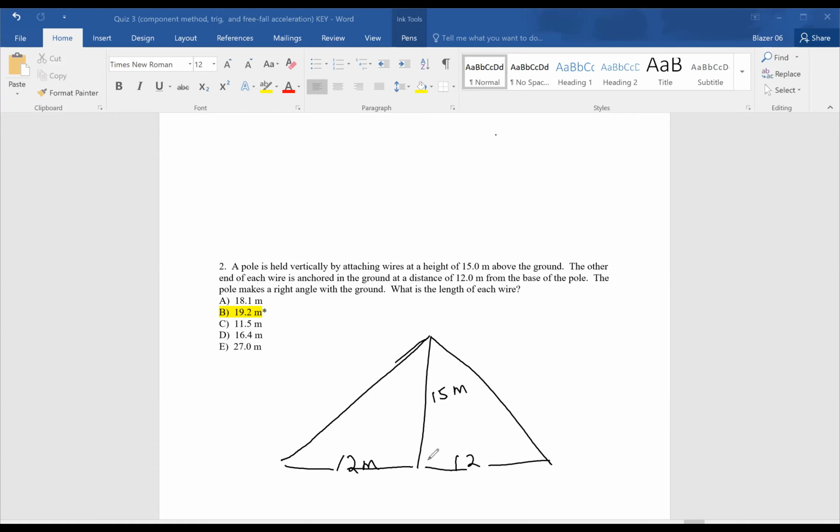This is my pole. And of course, it says the pole makes a right angle with the ground. That tells me what? I use the Pythagorean theorem to find what? The length of each wire. The wire is so many meters. Okay, any questions?